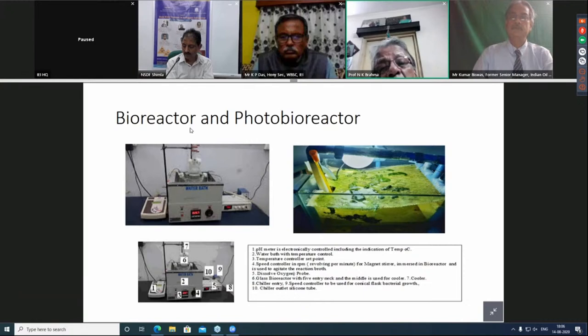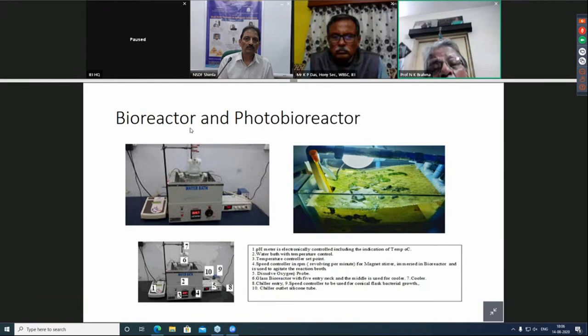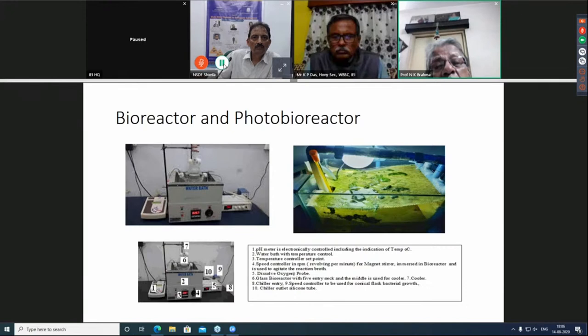So here is the bioreactor. Here is the pH meter. Here is the dissolved oxygen measurement. One of the most important aspects of wastewater treatment is the dissolved oxygen. That means BOD and COD, that means biological oxygen demand and chemical oxygen demand, which vary depending on which wastewater is coming.